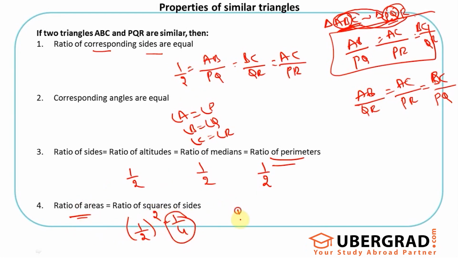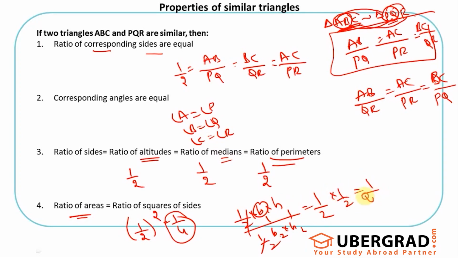Why? Because area is basically half into base into height. So base is one side. Let's say b1, h1 and b2, h2. This is one triangle and this is another triangle. The half will get cancelled out. I know b1 by b2 is half, for example, if all the sides are in ratio. As I said, even the altitudes and medians are in the same ratio. h1 by h2 is also half, so I will get 1 by 4. That's why it's the ratio squared.